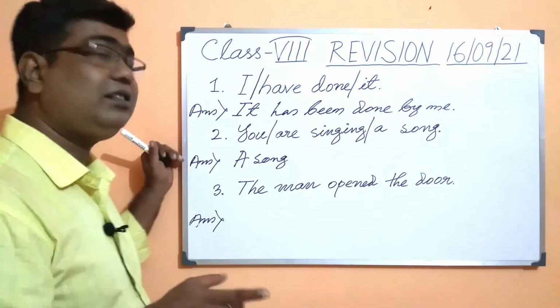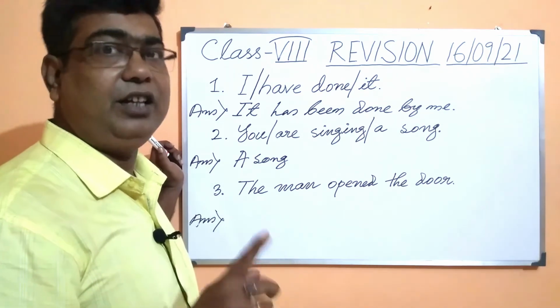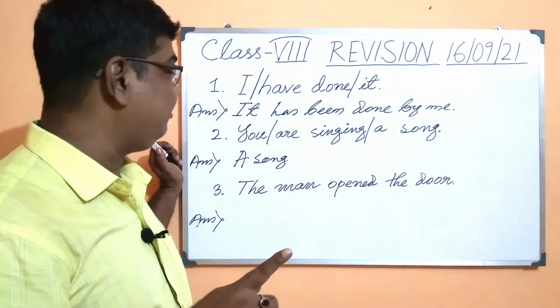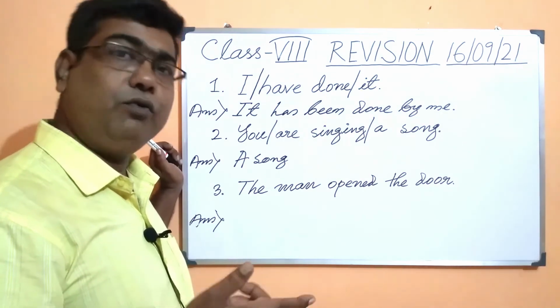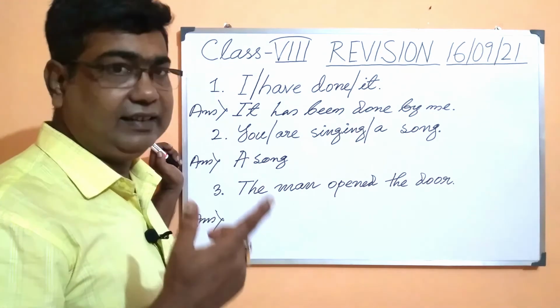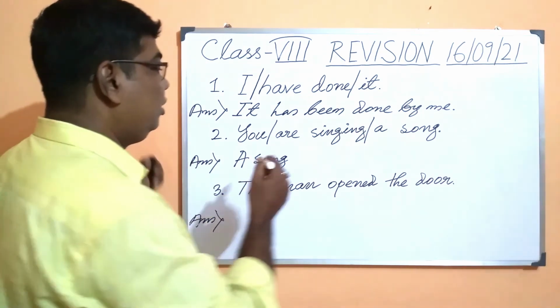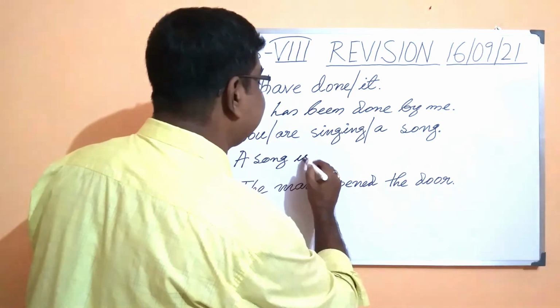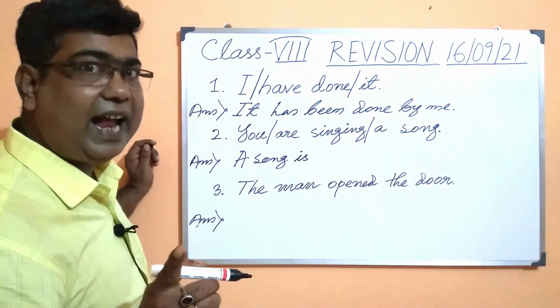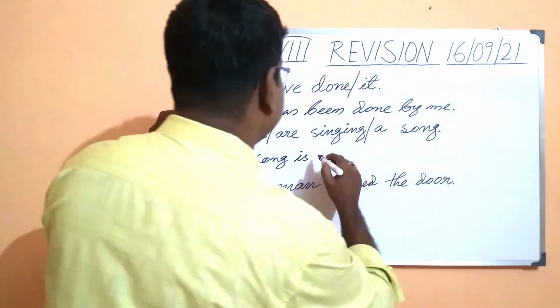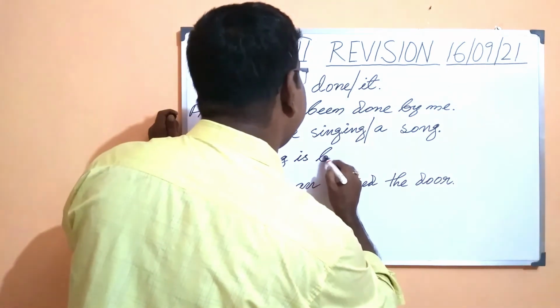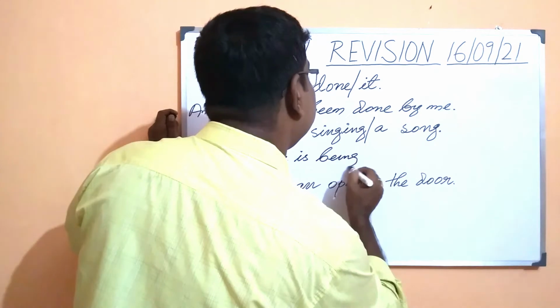Very good. With a song, we shall use is. We never say a song am or a song are. We always say a song is, which we all know. So a song is. Now being to be added according to the rule, according to the formula. So a song is being.